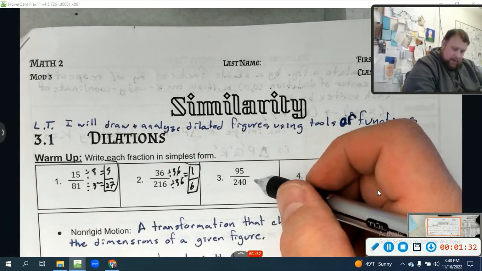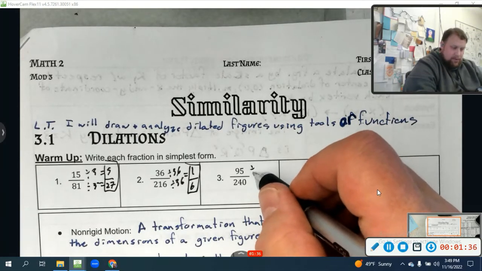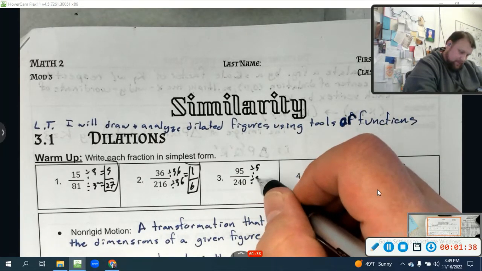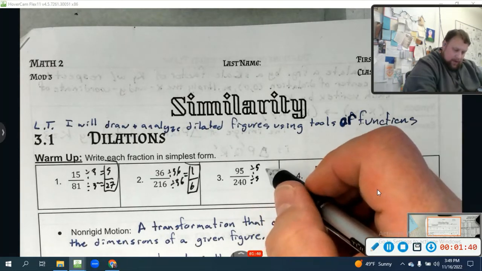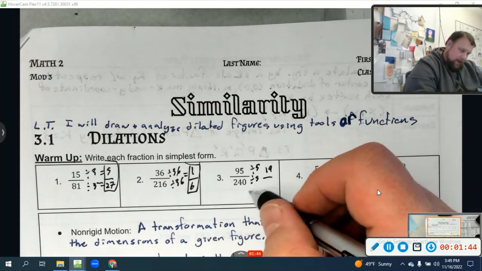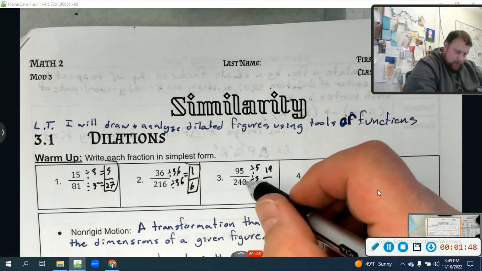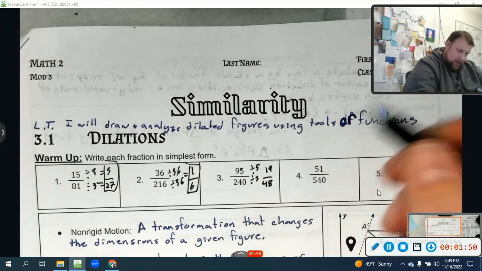Okay, 95 over 240. That one ends in a 5, that ends in a 0. These are divisible by 5. So 95 divided by 5 is 19. 240 divided by 5, 5 goes into 24 4 times. It's 4 and a 0, that's 8. 48. Boom.